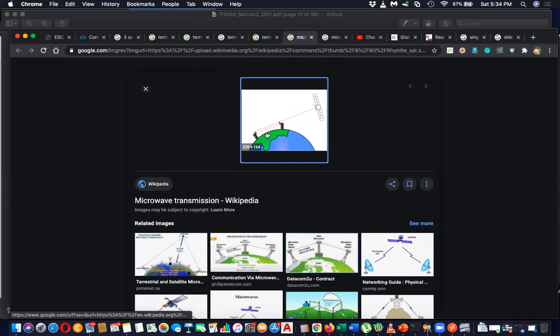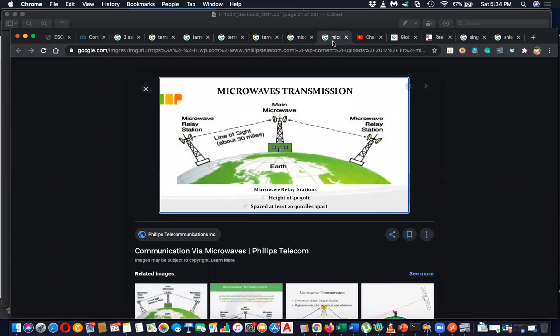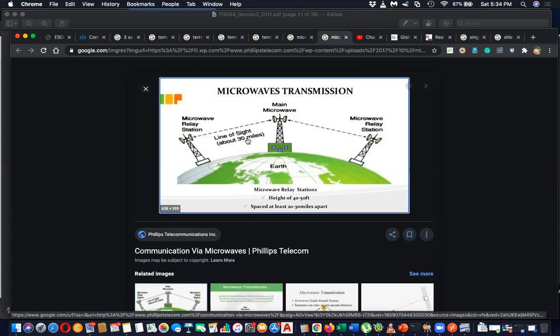And this is again, so it has terrestrial and both. So basically it's a hybrid. It's a mix of these things. So line of sight, you can see it's about 30 miles. It can go about 30 miles. 30 miles means 50 kilometers roughly. 50 kilometers it can travel.